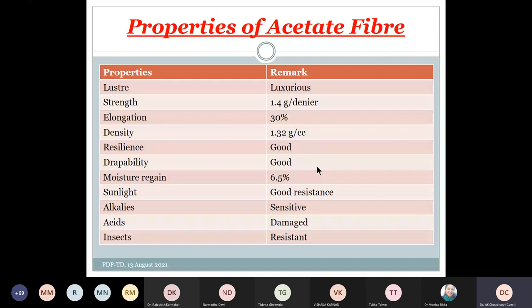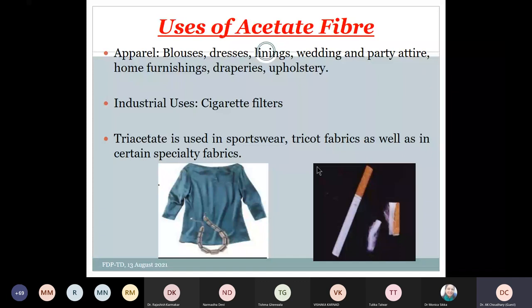So, the usage of acetate fibers: in apparel and in industrial usage. In apparel: blouses, dresses, linings, bedding, party attire, and in home furnishing, draperies and upholstery. These are the wider applications of acetate fibers, including cigarette filters. Here in the image you can see a cigarette filter, which is made of acetate fibers. This is the industrial application of acetate fibers, and this is the apparel application.